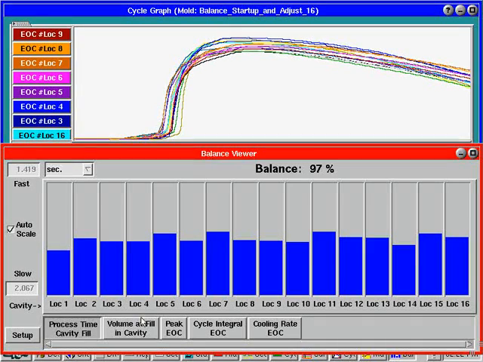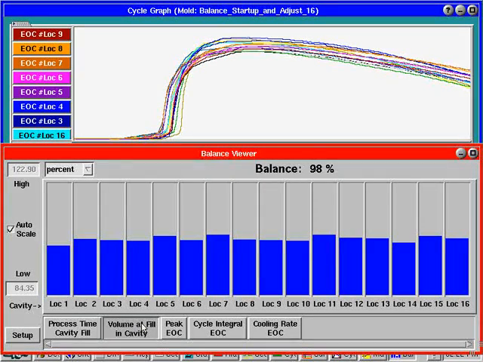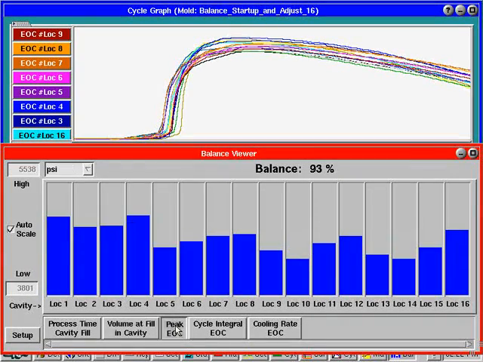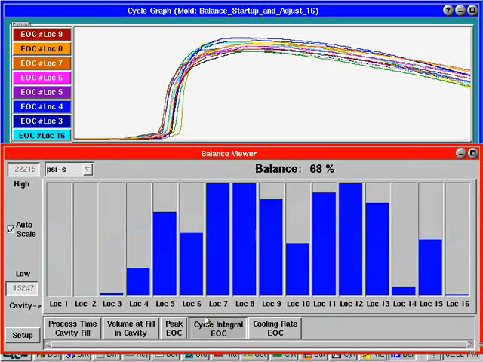For example, selecting volume at fill shows the balance of cavity fullness at the point the machine slows down to pack. Selecting peak or cycle integral shows the balance of packing instead of filling. These values usually relate to part dimensions or the probability of shorts and flash. Note the dramatic difference in cycle integral even though the flow is balanced.